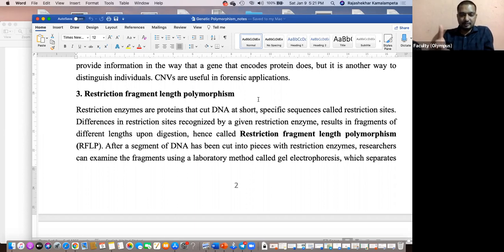It's like SNPs. This can be a part of SNP as well. SNPs can cause this. But here, how are you identifying it? You're identifying based on the length of those resultant fragments. That is why it's called restriction fragment length polymorphism. So read it. If you have a difficulty in understanding this, I'll explain that.